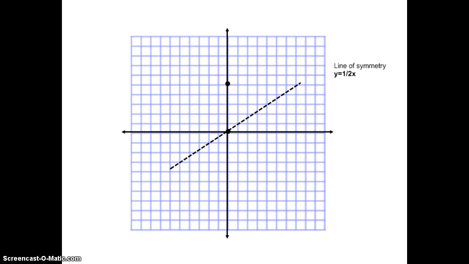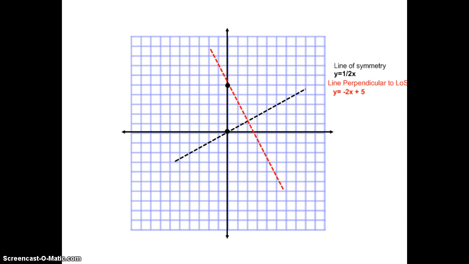Now we need to try to reflect these 2 points. So we find the line of symmetry, which is equal to 1/2 x, going through the point (0, 0) here. And because it's going through the point (0, 0), (0, 0) does not reflect onto a different spot, it reflects over itself and is still the point (0, 0).